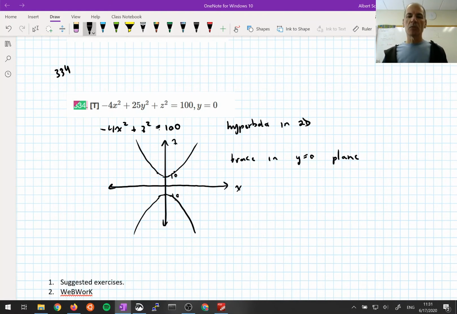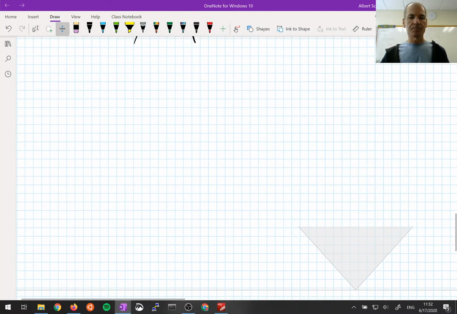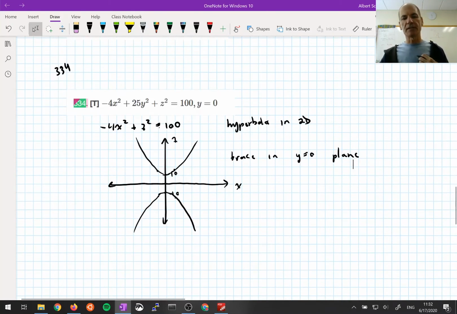Why would we do this? Well, we might repeat this experiment for, say, z equals 0 and x equals 0, and get a pretty good idea of how the surface is interacting, even in the absence of some kind of plotting tool like GeoGebra. So sometimes it's useful to just see how a surface is behaving in a slice along a particular direction. That was 334. Let's move on to 338. Oh, before we move on to 338, let's go back to 334.